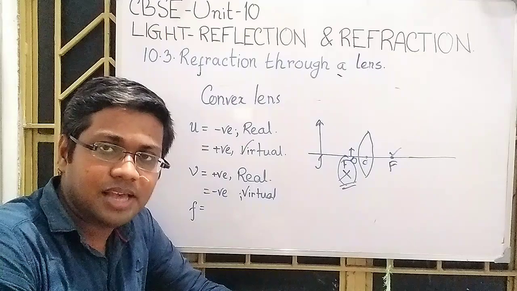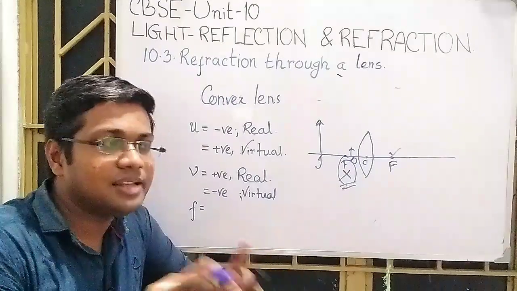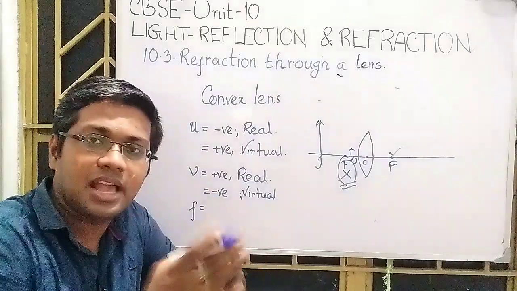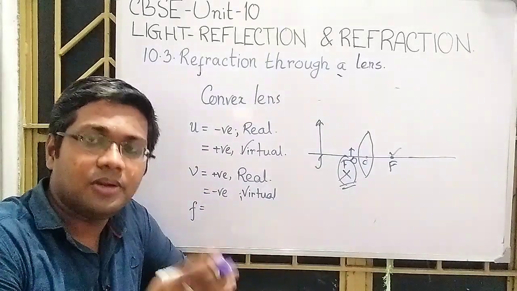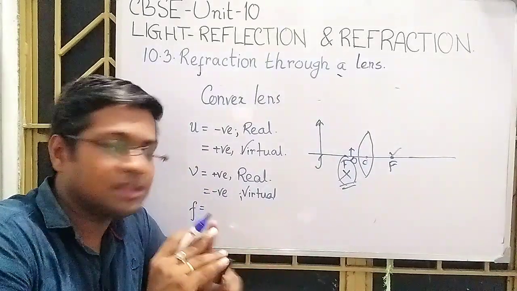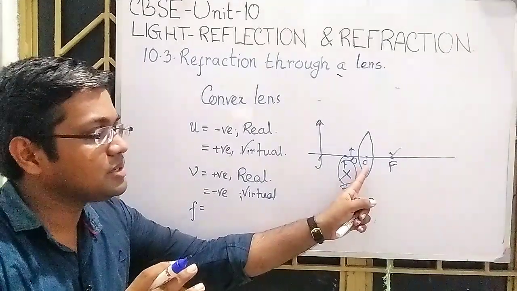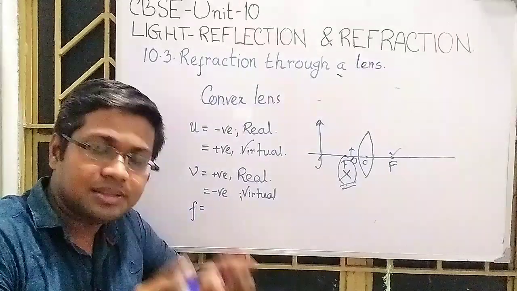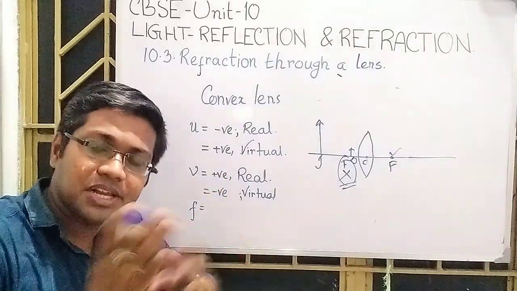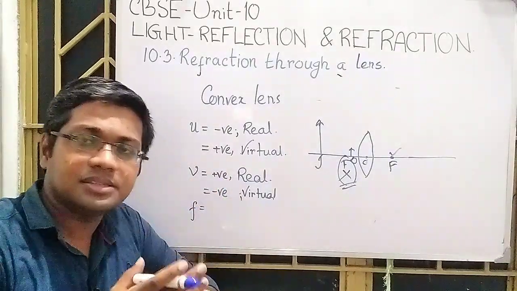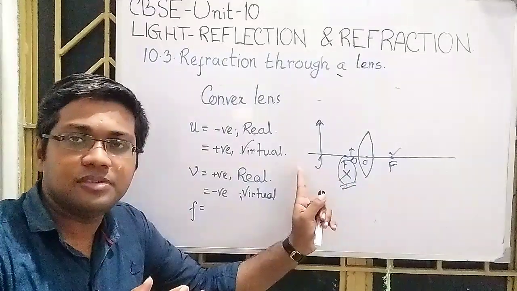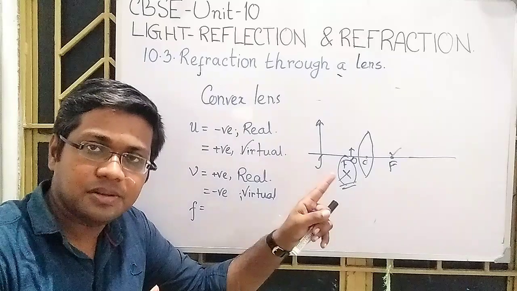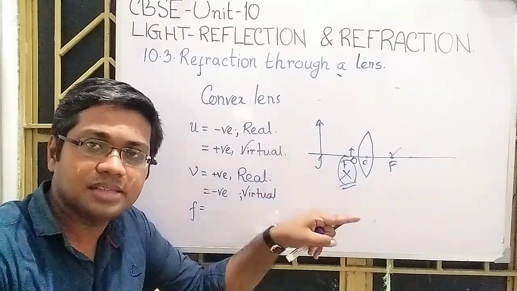On the left hand side we have drawn, we can say, just placing milestones or indicators, or you can say separators, to make the principal axis, which is from O to infinity long. So I can make some sections and try to analyze these things. That's why I have placed the F and 2F on the object side. But actually the F, the focus, is on the right side.